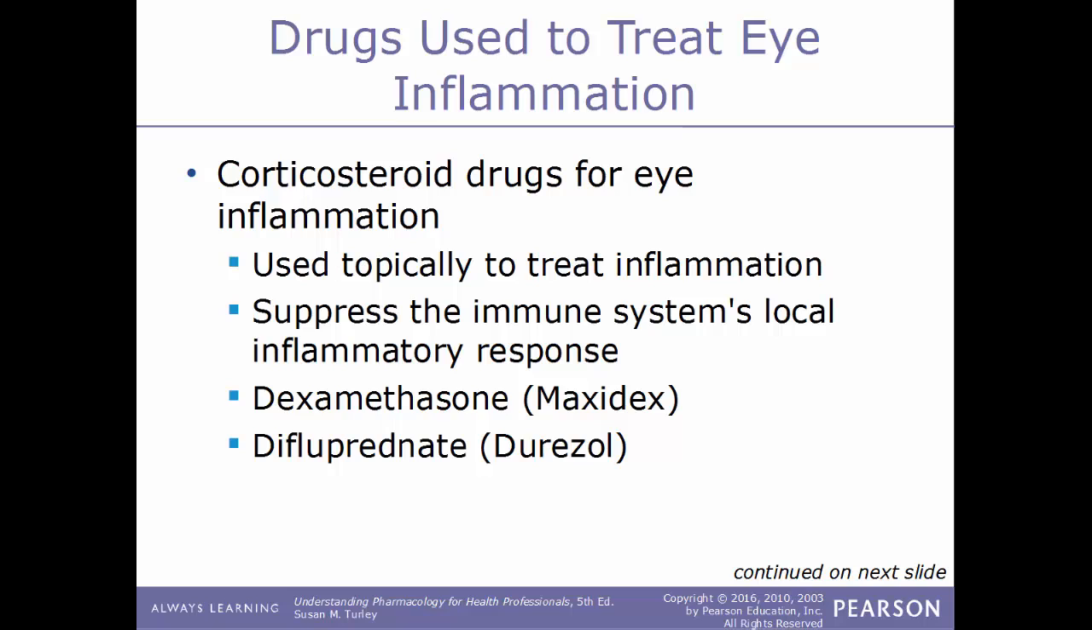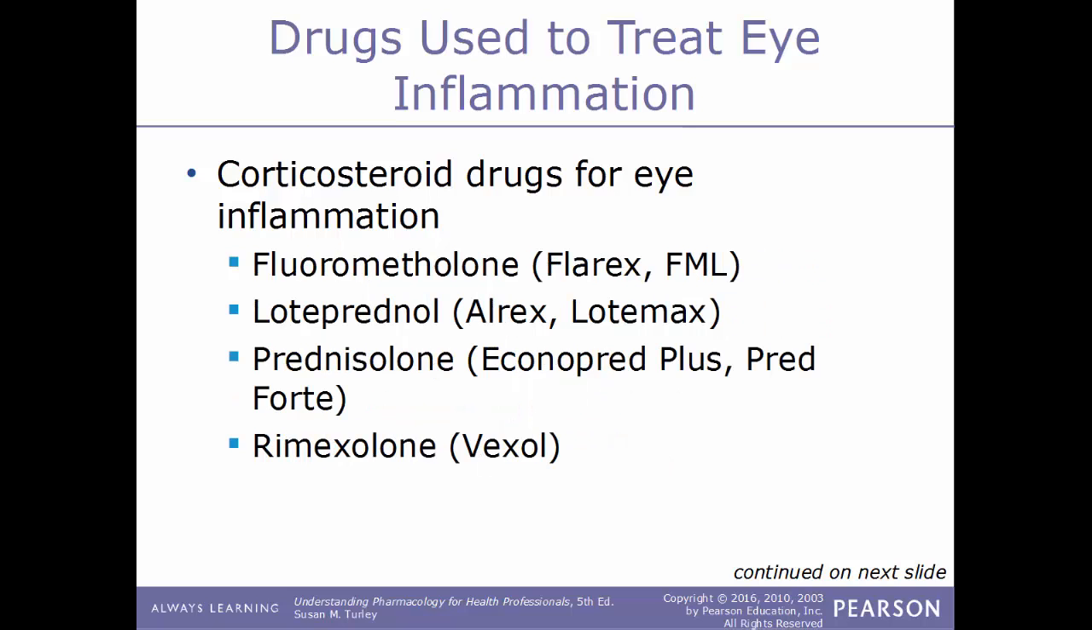Two examples of this kind of drug would be dexamethasone, which is sold as Maxidex, and difluprednate, which is sold as Durezol. Some other examples of corticosteroid drugs: fluorometholone, which is sold as FML or Flarex; loteprednol, which is sold as Lotemax or Alrex; prednisolone, which is sold as Econopred Plus or Pred Forte; and also rimexolone, which is sold under the name Vexol.